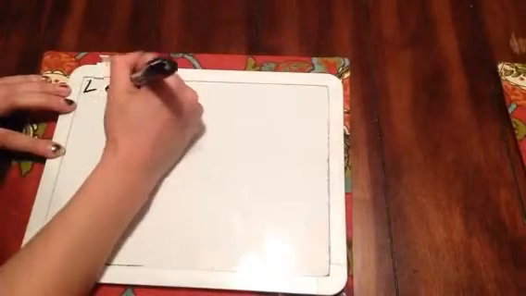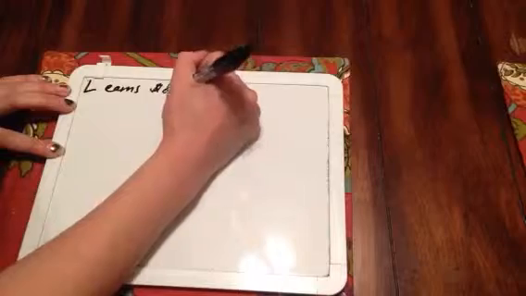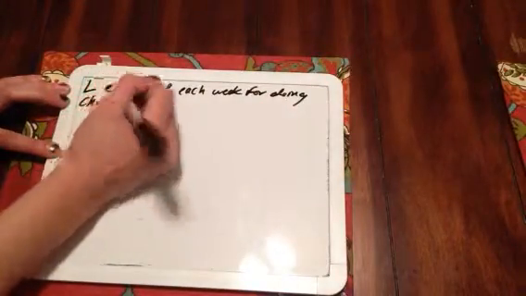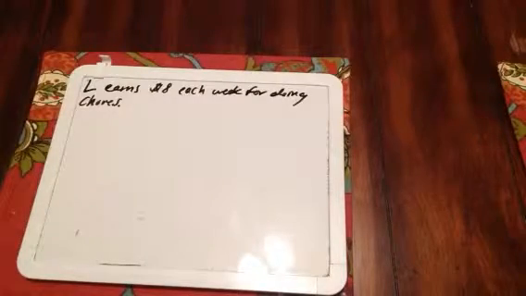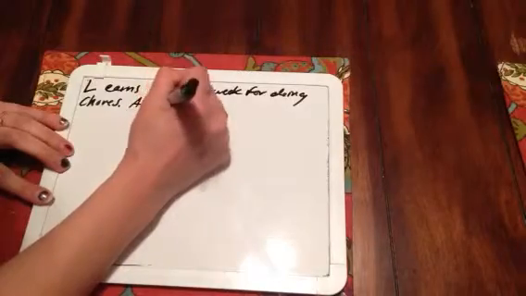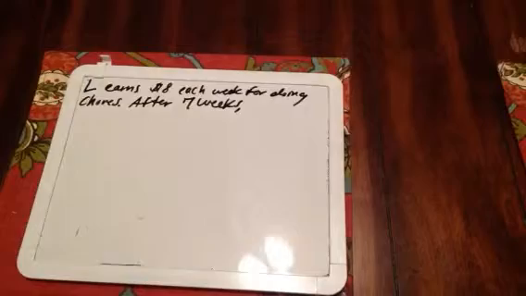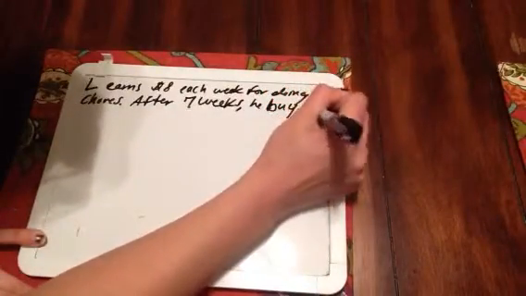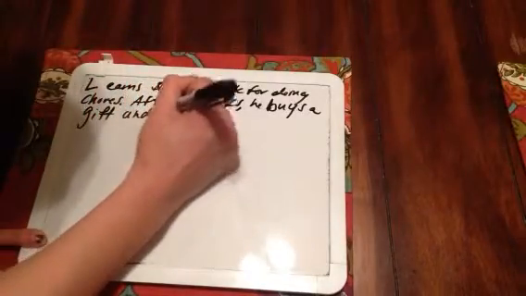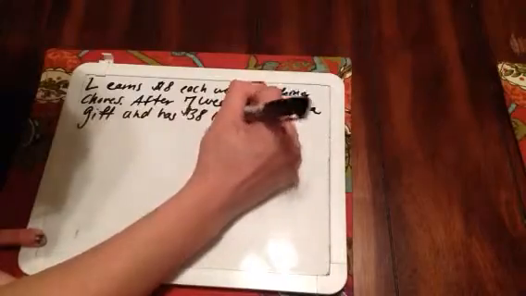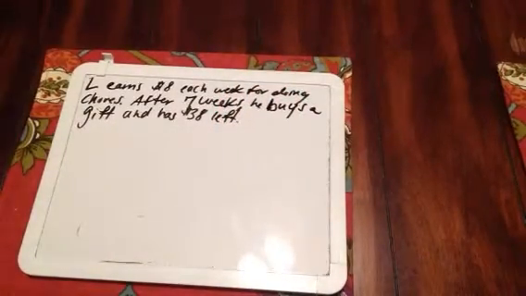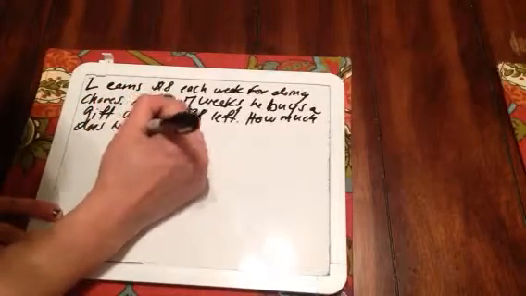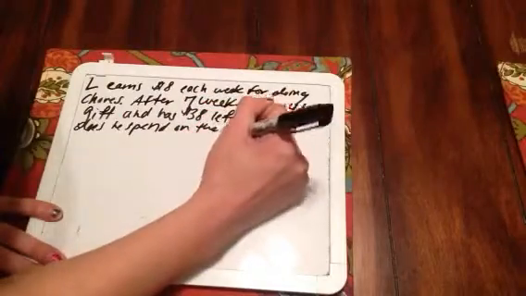So Leo earns $8 each week for doing chores, which is a lot of money for doing chores. That's great. Now it says after 7 weeks, he buys a gift. And has $38 left. How much does he spend on his gift? Most likely the gift was for his teacher.